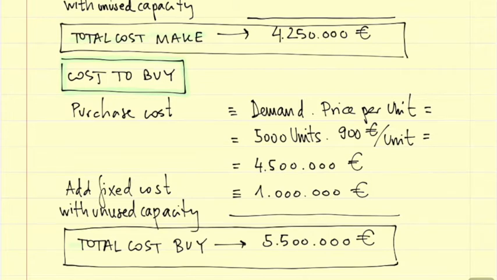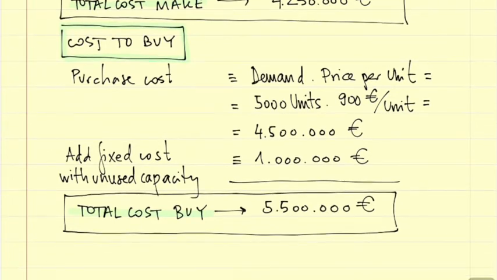Total cost to make, total cost to buy. So because the total cost to make is smaller than the total cost to buy, then the decision is the organization should make the fixtures.